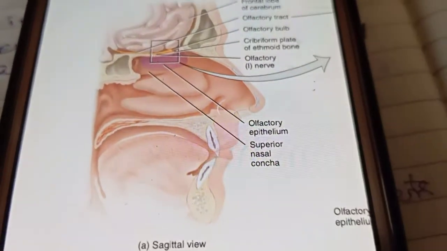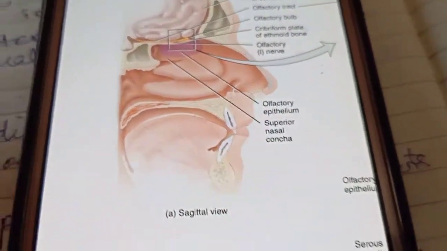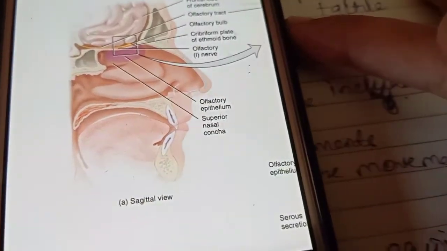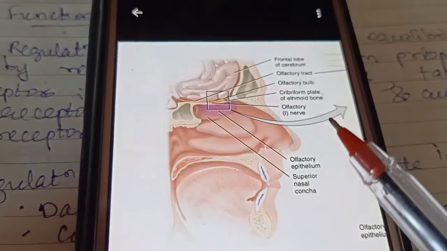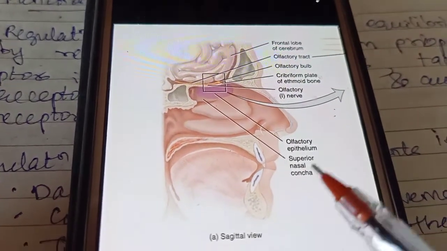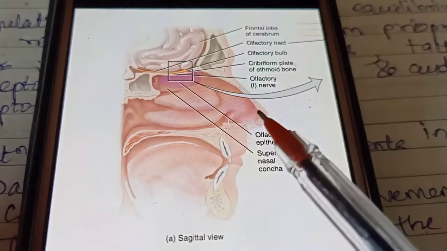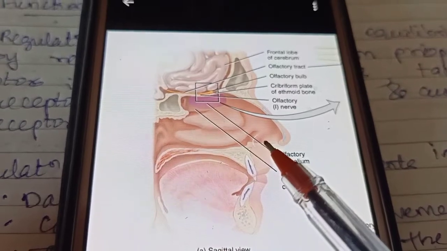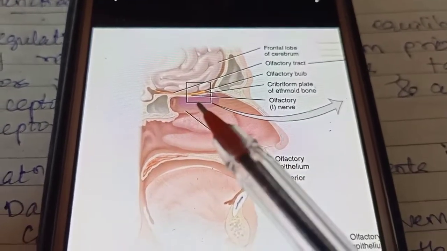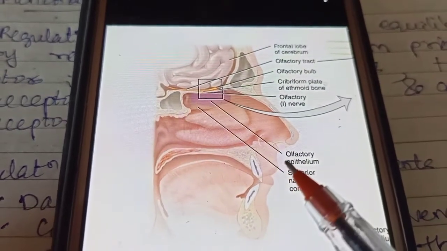Now, this is the diagram. You can see this is the olfactory epithelium. There are 10 million to 100 million receptors for the sense of smell or olfaction. This is the nasal area, contained within the olfactory epithelium, which has a total area of 5 square centimeters.